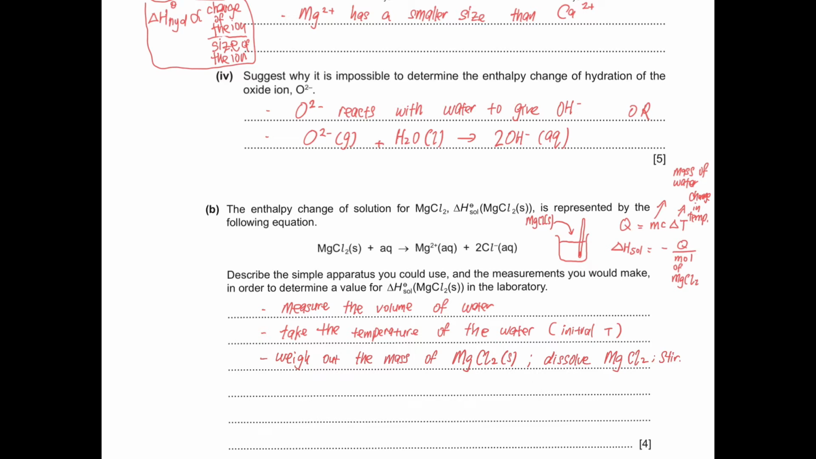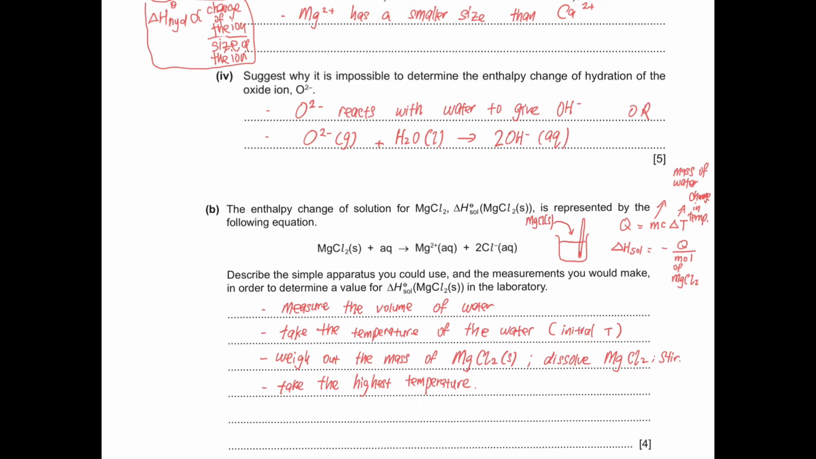After you stir, you have to check the thermometer to record down the highest temperature achieved by the solution. Okay, so now we write down the last point. Take the highest temperature. Full stop. Now that's all, 4 points only for this question.